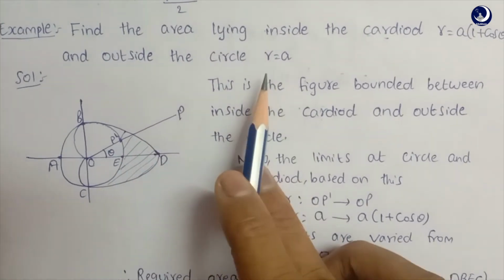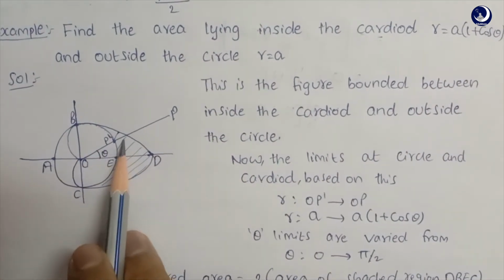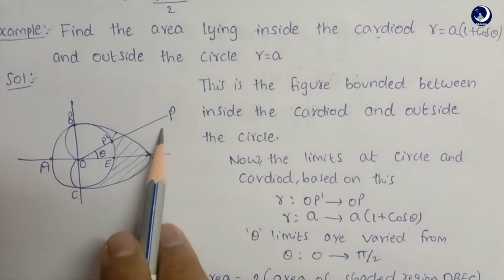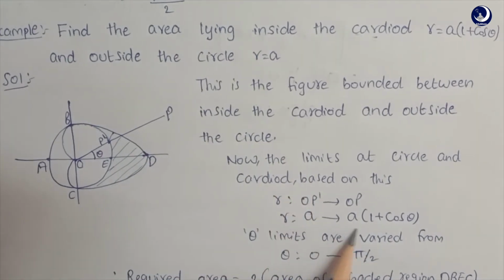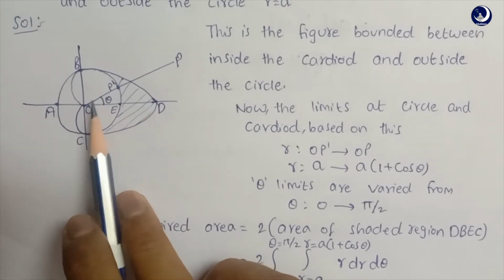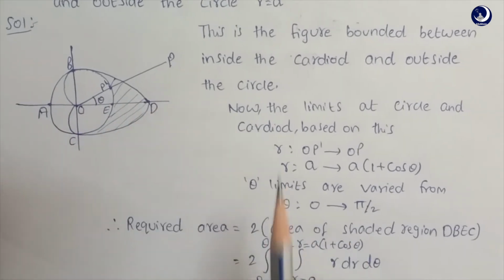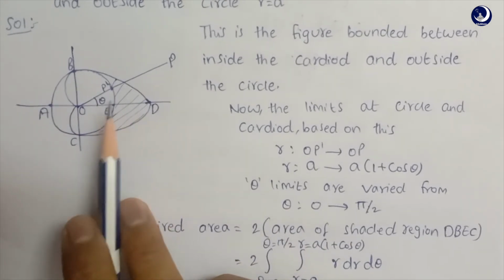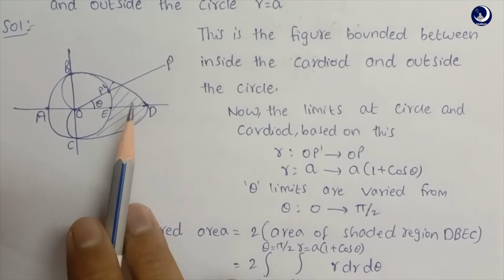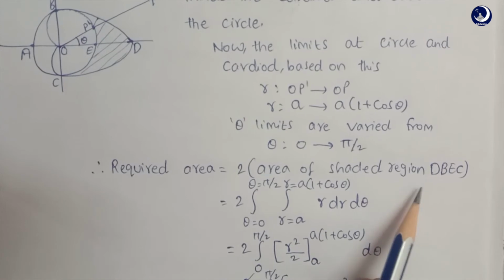For the given question, r equal to a and r equal to a into 1 plus cos theta. We have to take at initial the limit OP dash, which is at the circle point, so we get r equal to a, and at final we get OP, which is a into 1 plus cos theta. And here theta limits vary from 0 to pi by 2, where the figure ends at the y line. Now seeing the figure, we get the upper side of the part and the lower side of the part. That means we are considering equations between two regions. So we have to take the required area equal to 2 times the area of the shaded region dBEC.